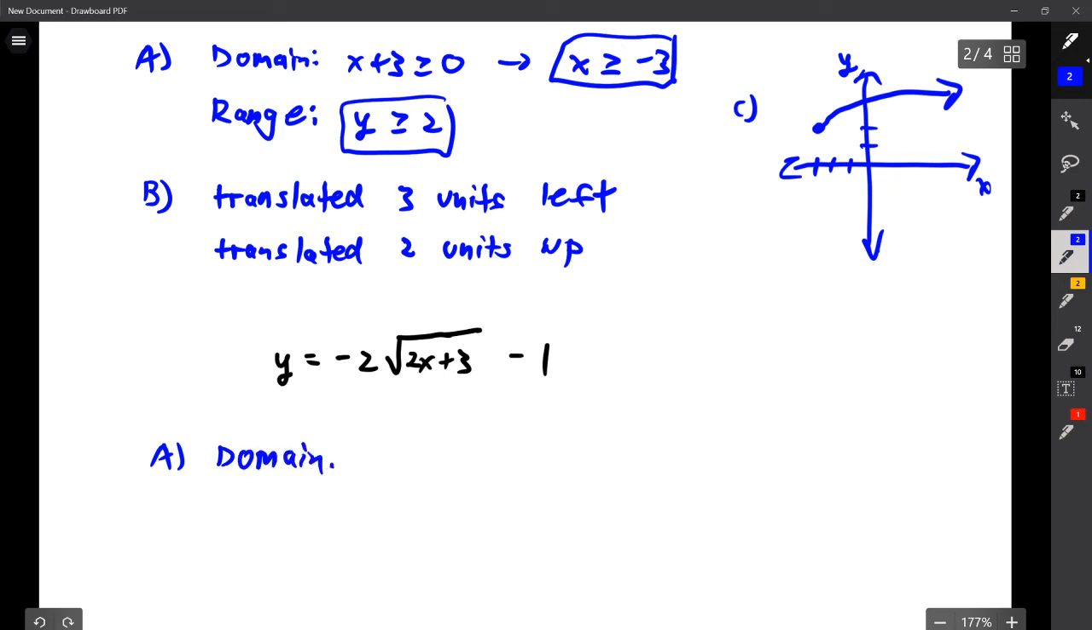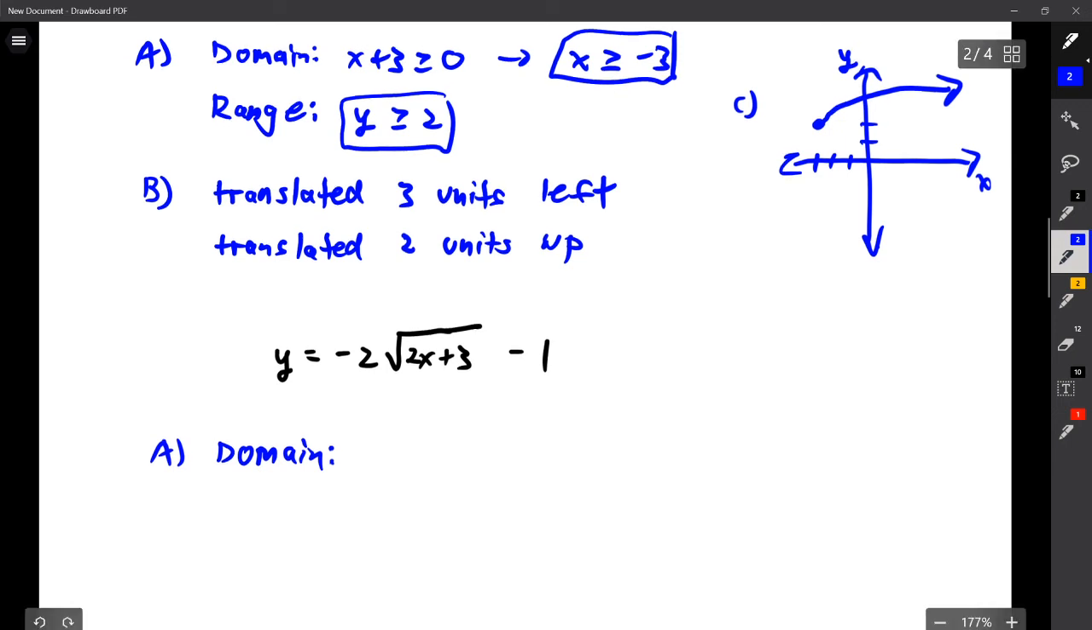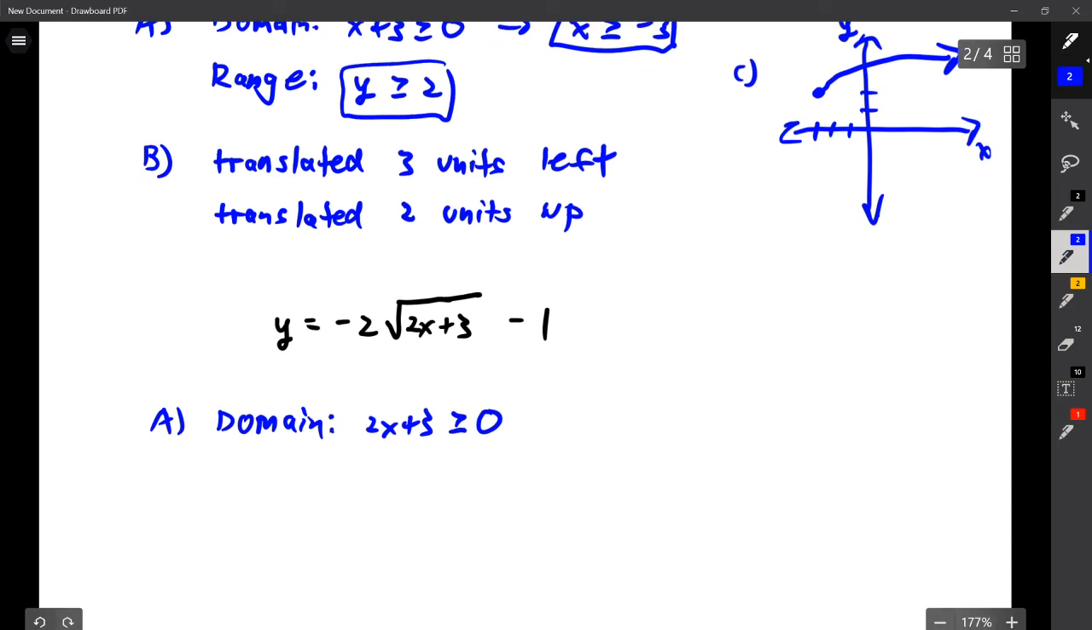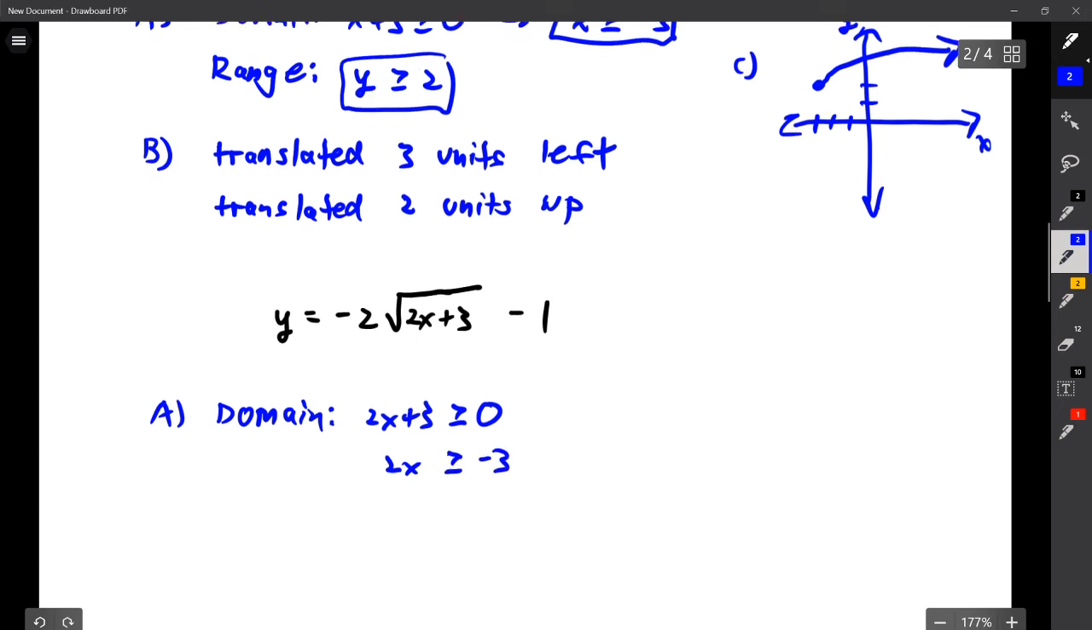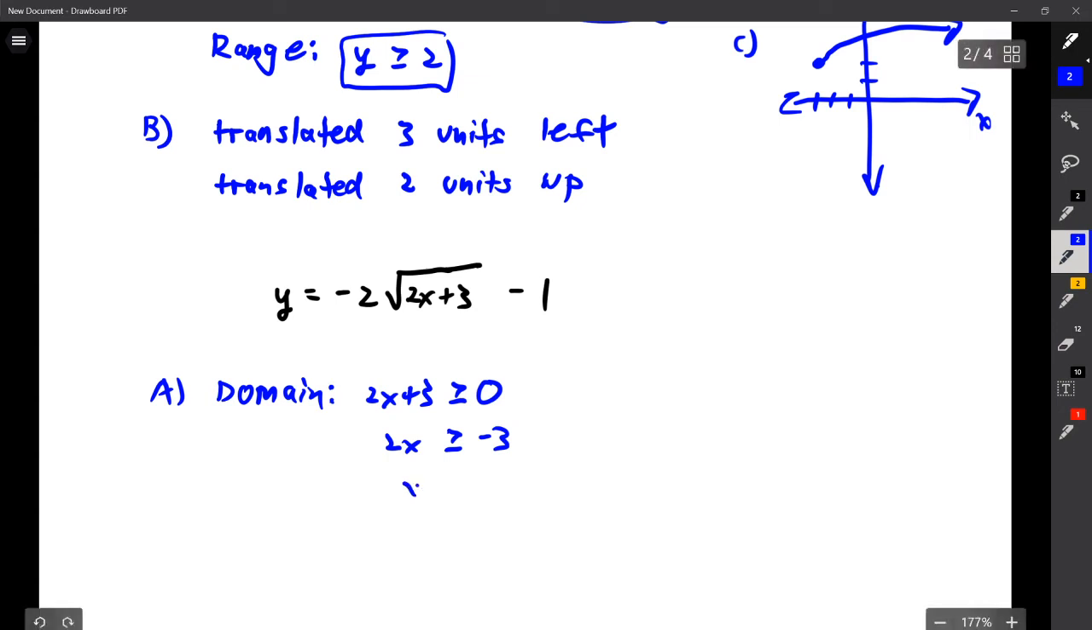For finding the domain, what do I do? I take what's inside the square root, that is 2x plus 3, and I make it greater than or equal to 0, and now I solve for x. So I need to subtract 3 from both sides, which gives me 2x is greater than or equal to negative 3. And then divide both sides by 2, so I get x is greater than or equal to negative 3 halves. That's my domain. Or in other words, my graph will start at an x value of negative 3 halves and then go to the right because those are bigger x values.